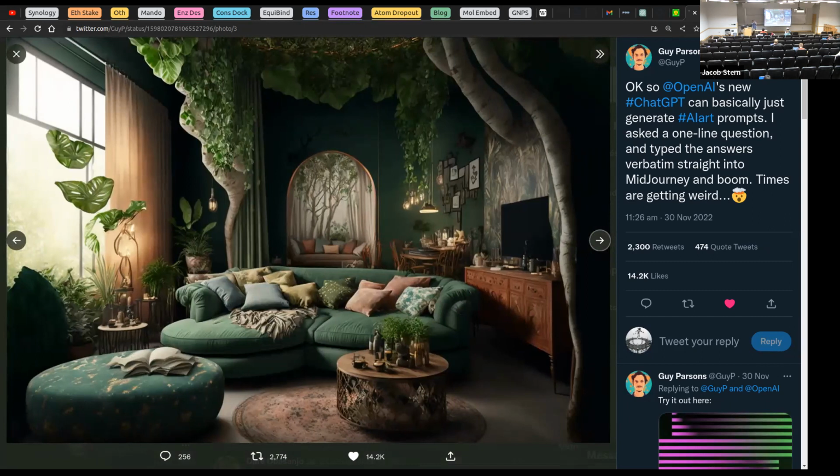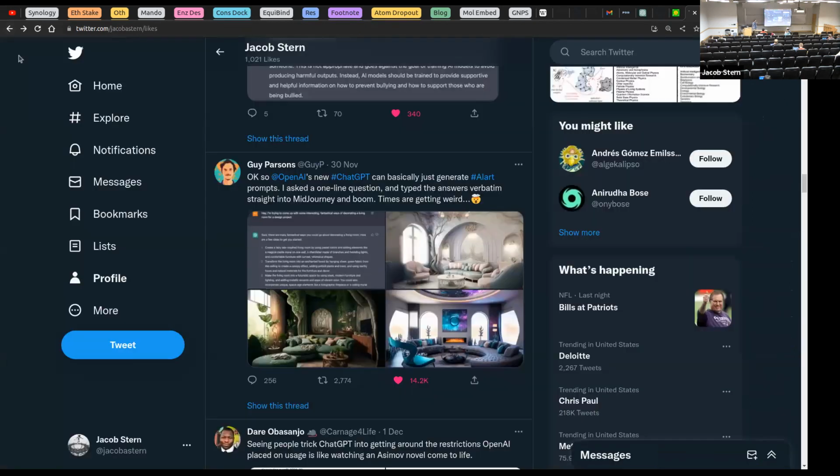So yeah, kind of some sort of meta engineering where we're using AI to generate prompts so that other AI can generate images based on those prompts. So kind of cool.